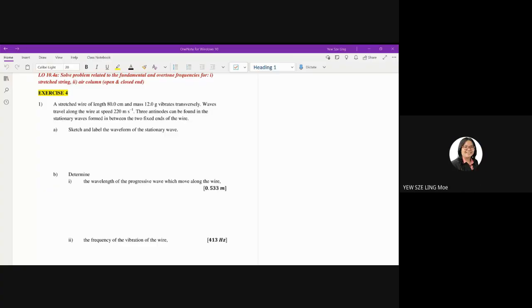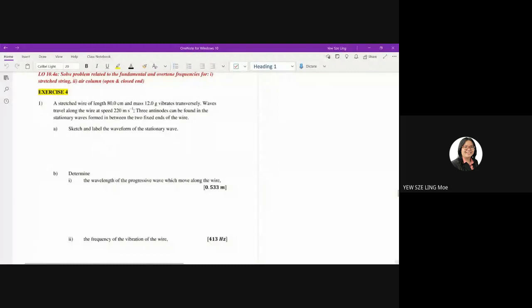All right. So now let us look at exercise 4. Again, exercise 4 is about applications of sound wave.